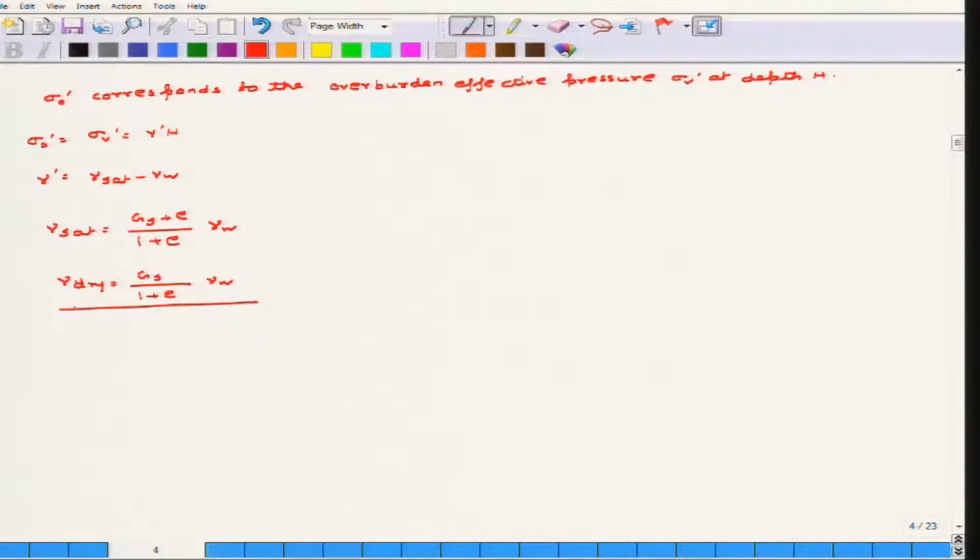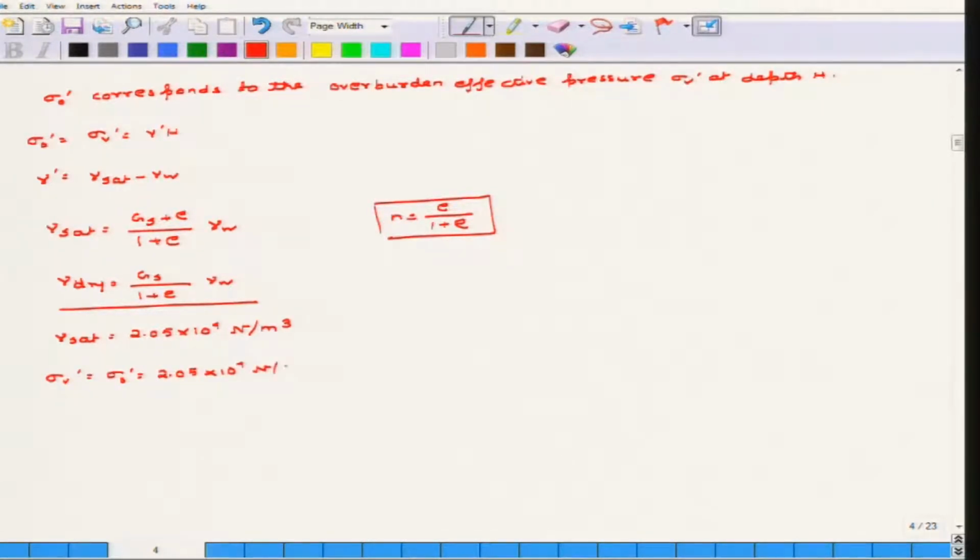So from these two relations you can easily find out, because e is given in terms of porosity, and you know that n is equal to e by 1 plus e. So e is obviously given to you. From these relations it turns out that gamma sat is equivalent to 2.05 into 10 to the power 4 Newton per meter cube. So sigma v dash or sigma naught dash is actually equivalent to 2.05 into 10 to the power 4 Newton per meter cube minus gamma w, equivalent to 8.56 into 10 to the power 4 Pascal.